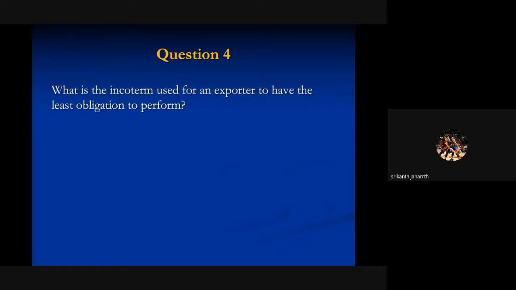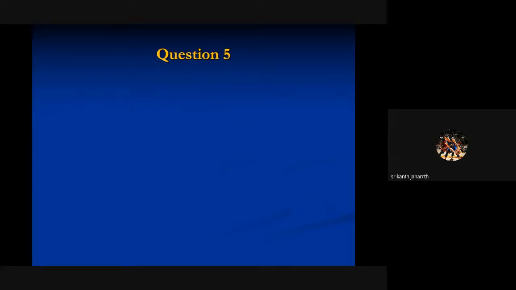Question number 4. What is the Incoterm used for an exporter to have the least obligation to perform? Least obligation: free carrier, EXW, FOB, free alongside ship. Free carrier, he has to hand over the goods to the named carrier. Free alongside ship, he has to keep it alongside the ship. FOB is up to on board. EXW, yes, the answer is EXW. He doesn't do anything. He just keeps the goods packed and ready at his warehouse. Ex works, right.